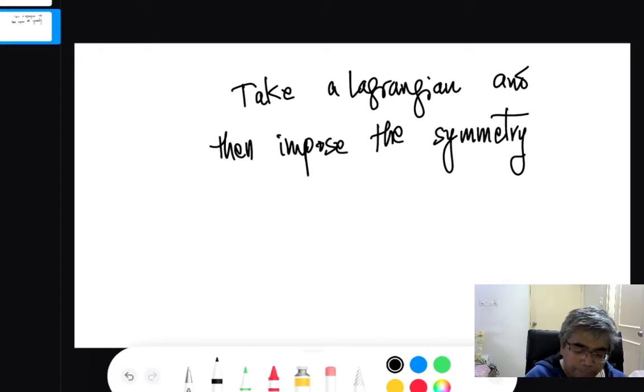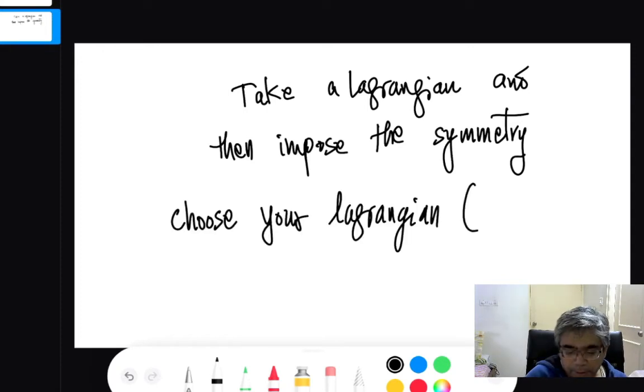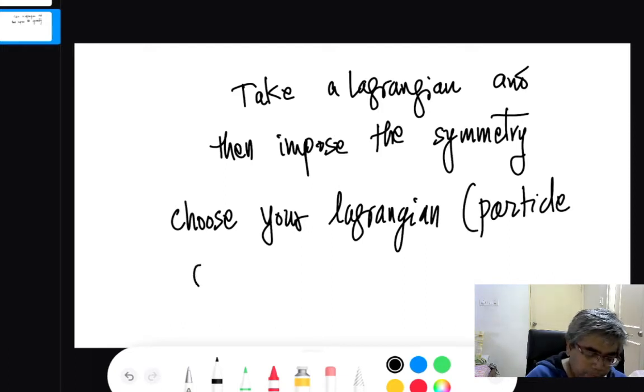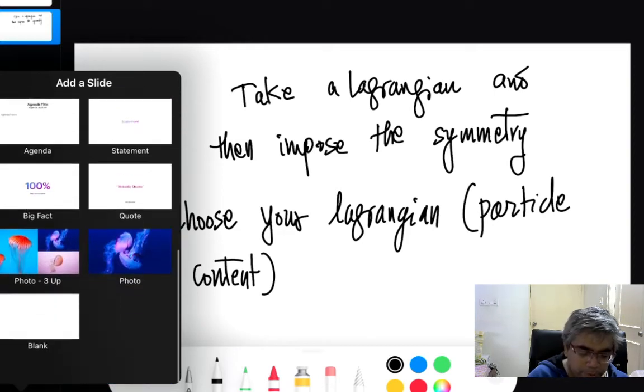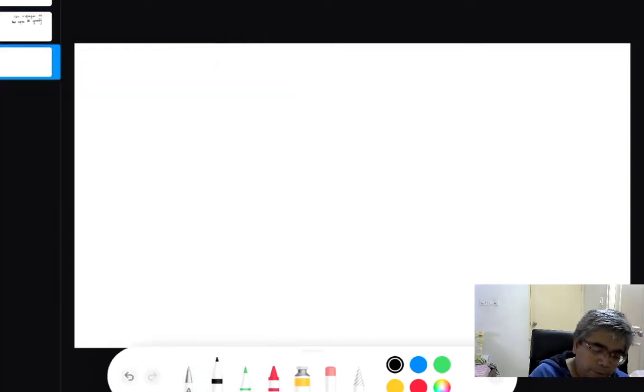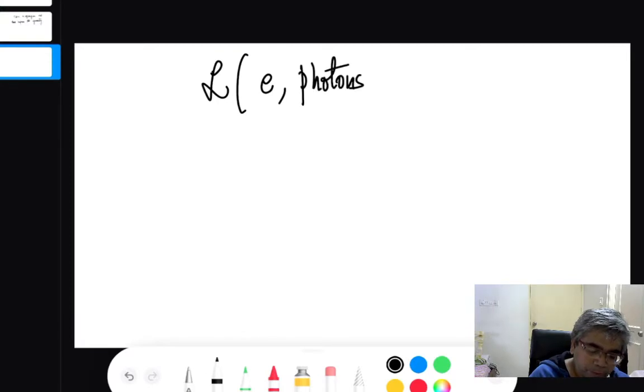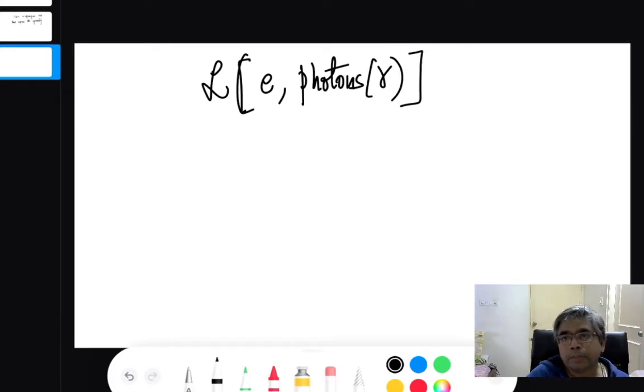Now, the basic steps are essentially: choose your Lagrangian. When you're choosing your Lagrangian, what I mean is that you're choosing your particle content. In the case of QED, say for example, you choose L to be a function of electrons and photons. Photons are typically represented by gamma. That's it, your Lagrangian is a function of both photons and electrons. So what you choose was your particle content.